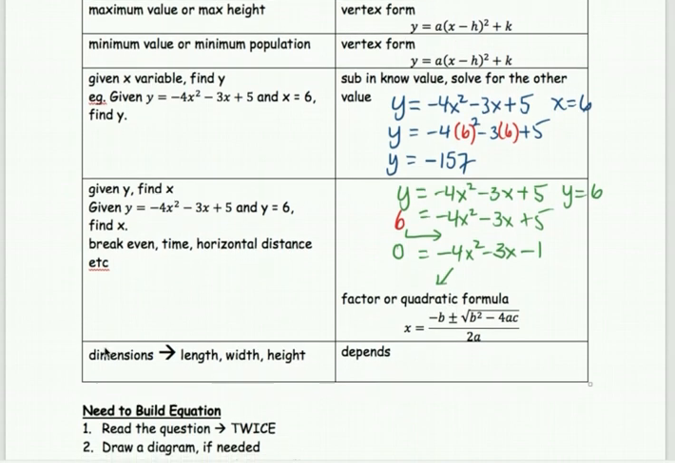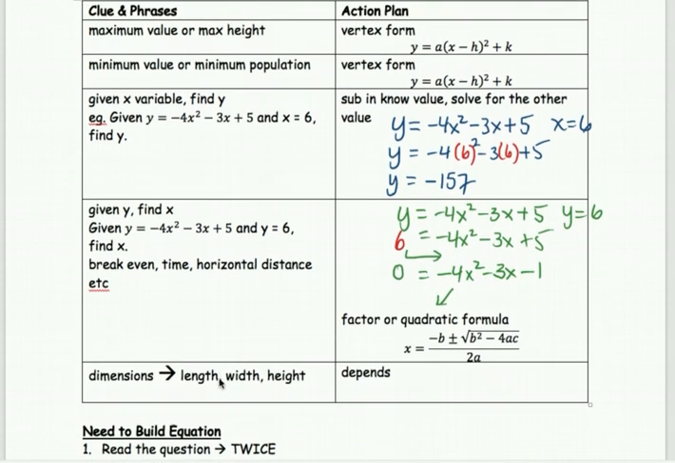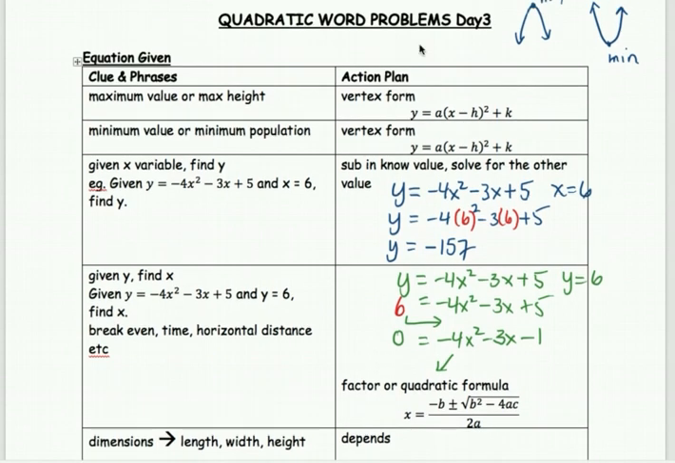And I guess the last one to watch out for is dimensions. I might say find the dimensions, but again, it can depend on which method to use. If you see max or min somewhere in the problem along with finding the dimensions, then you've got to use vertex form. If you don't see max or min, then you maybe use the factoring or quadratic formula. So just analyze the problem, see what's going on, and then pick an action plan from there.